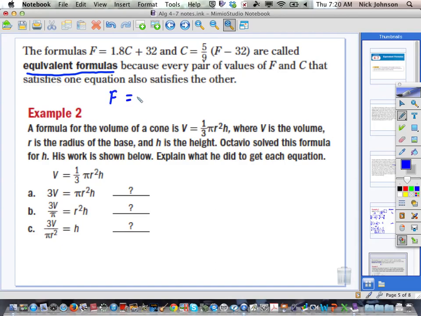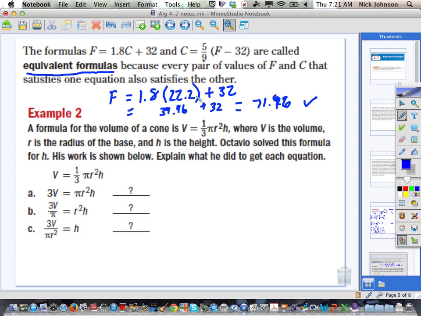F equals 1.8 times C, which I said was 22.2. And like I said, I rounded, so we might end up being a little bit off from 72. But 1.8 times 22.2 equals 39.96. And as you can see, I'm already off. But plus 32, and you get 71.96. Is that close to 72? Yeah. So it's going to work. The reason why we're off, like I said, is because I rounded to just 1, 2.